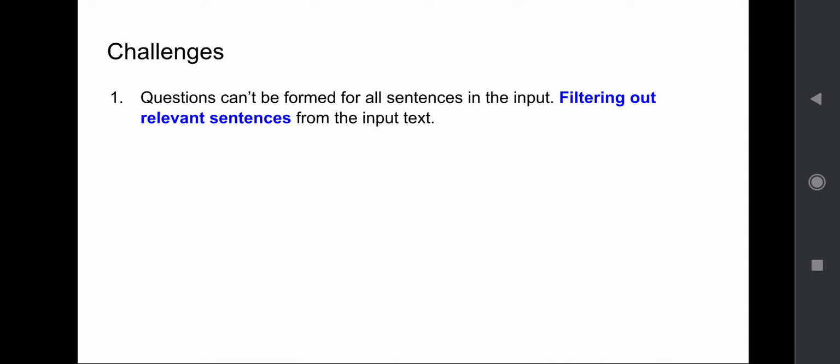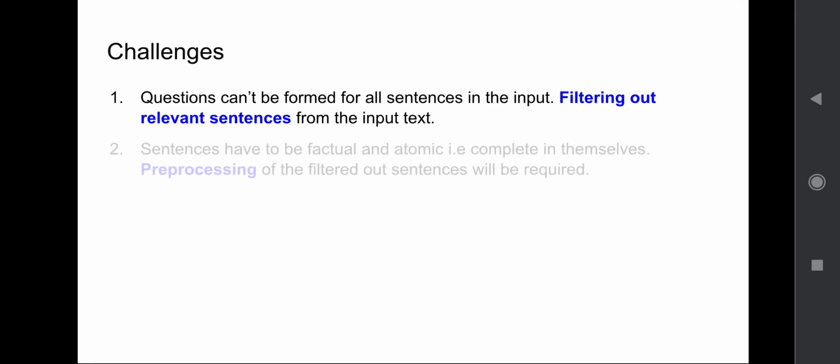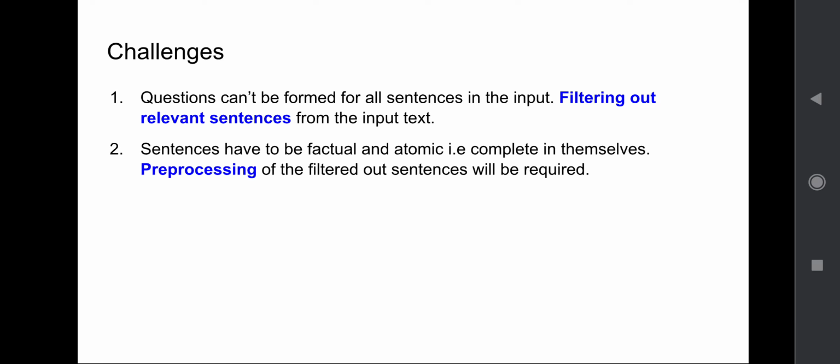Questions can be formed for all the sentences in the input, but filtering out relevant sentences from the input text is very important. Some sentences might not provide complete information or they might not have good context, so we have to filter out these kinds of sentences. Second, the sentences have to be factual and atomic, complete in themselves. So pre-processing of the filtered out sentences will be required. Sentences must provide one piece of information and they should provide it completely. That is very important. That is what atomic means. The sentences should be complete in themselves.